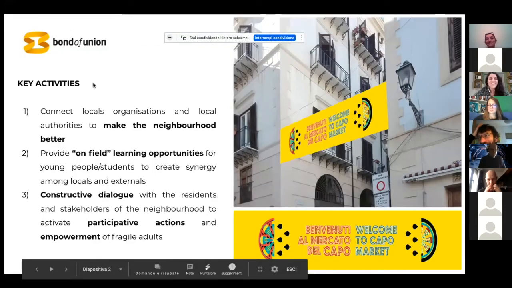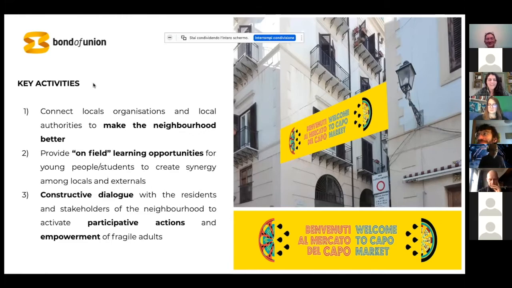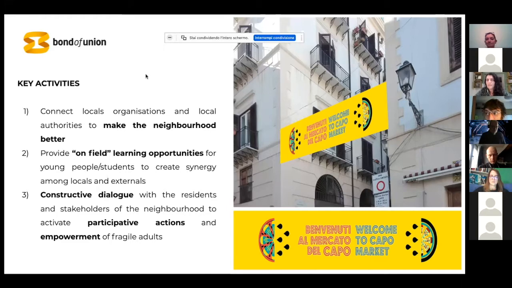But what happened? Okay, so the third main activity is about participative actions, generally said. What we do is a very long-term process, because it took a few years to build a constructive dialogue with the residents and the stakeholders of the neighborhood. We built a relationship with them, a relationship in which they refer to us as a local facilitator of participative processes. So they refer to us to tell us stories, memories about the neighborhood, but also to give us their ideas.